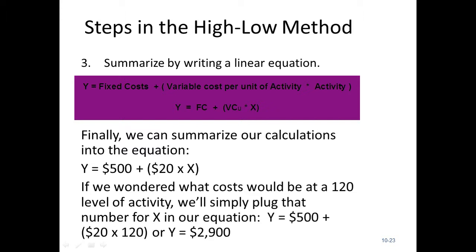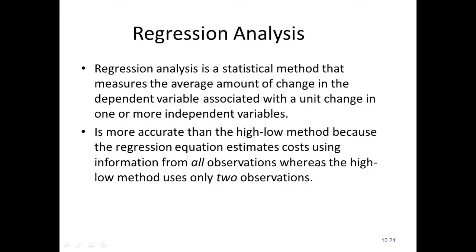And then step 3 in the high-low method is to summarize the results into an equation. Remember the linear equation from earlier in the chapter. Y equals fixed cost plus variable cost per unit of activity times activity. In our example, we would have Y equals 500 plus $20 times X, or that level of activity. If we wondered what cost would be at a 120 level of activity, we would simply plug that number X into our equation and we would get Y equals 500 plus 20 times 120, or Y equals $2,900. And so this is how we use the high-low method in order to determine a quantitative estimate.